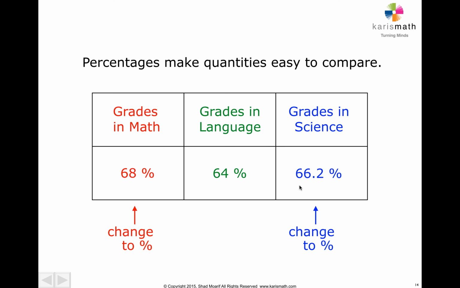Now it's easy to compare. It's like comparing apples and apples and apples, not apples and oranges. They're all in percent, all standardized, easy to tell who's got the highest. Obviously, this is the highest, and language is the weakest.